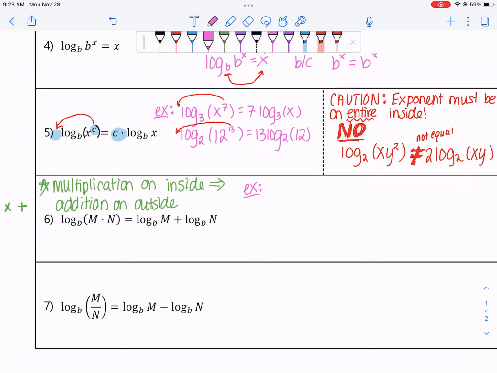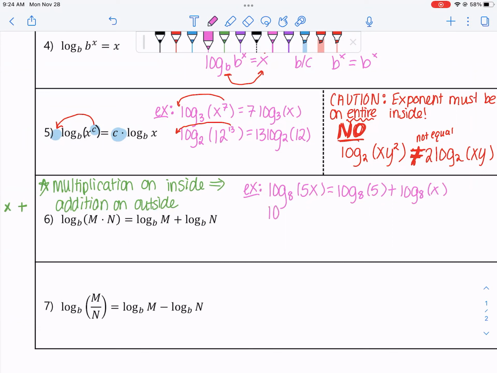As an example of this, and this works for any base, log base, I don't know, 8. I haven't used 8 yet. Log base 8 of 5x. Here we have 5 and x being multiplied together. I can break this up into log base 8 of 5 plus log base 8 of x.